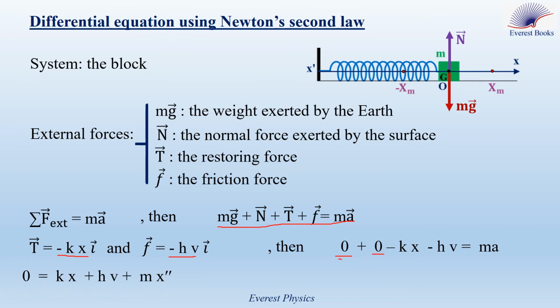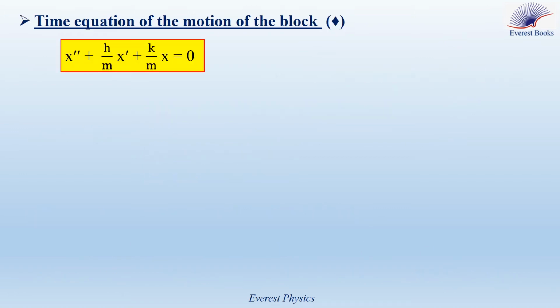Rearrange. 0 is equal to kx plus hv plus mx double prime. Recall that v is equal to x prime. So we will replace v in this equation by x prime. And then we divide by m, and this is our differential equation. x double prime plus h over m x prime plus k over m x is equal to 0. This is the time equation of the motion of the block.